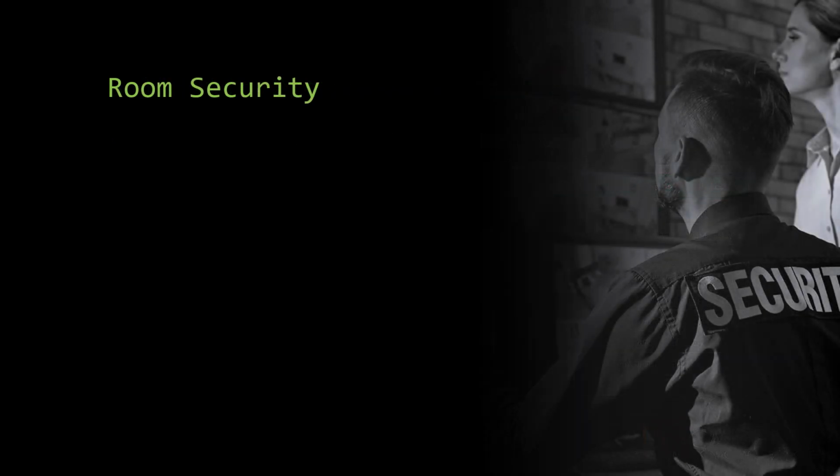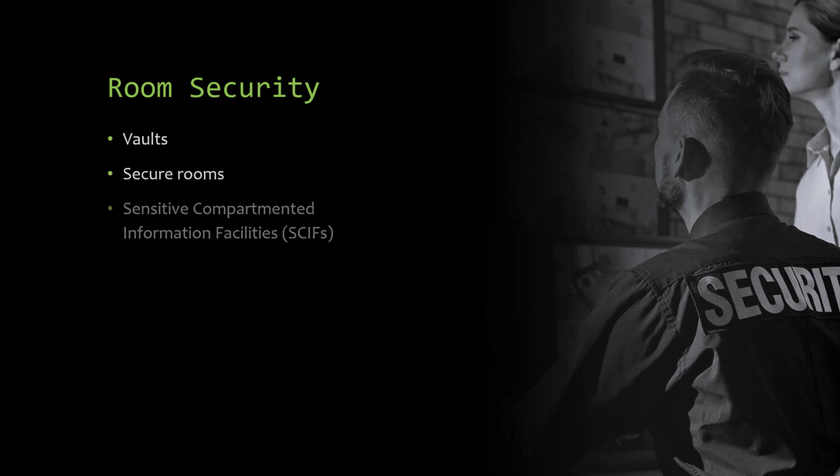Working through the layers of protection, we talked about physical security at the site perimeter and at the building exterior enclosure. Now we are going to talk about different types of room security. Room security typically falls within 3 different categories: vaults, secure rooms, and sensitive compartmented information facilities, commonly referred to as SCIFs.